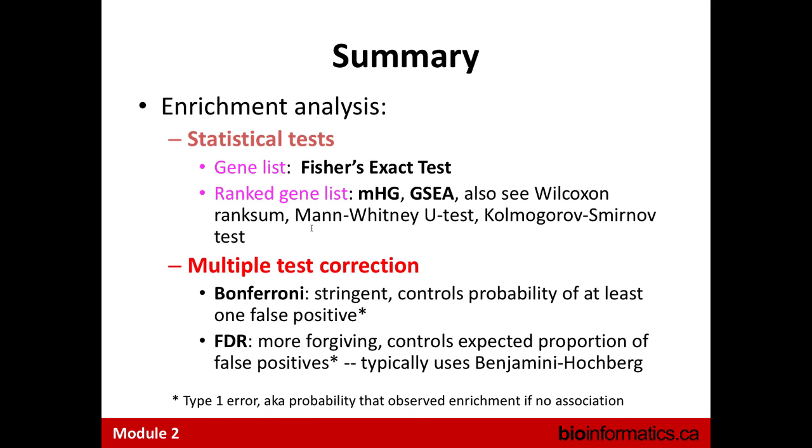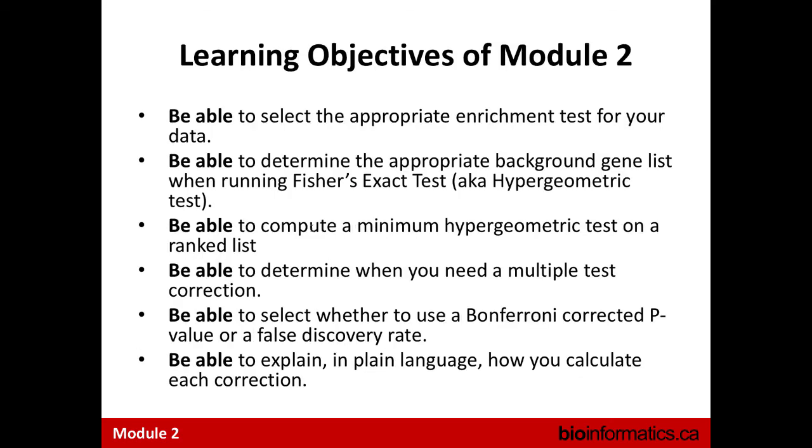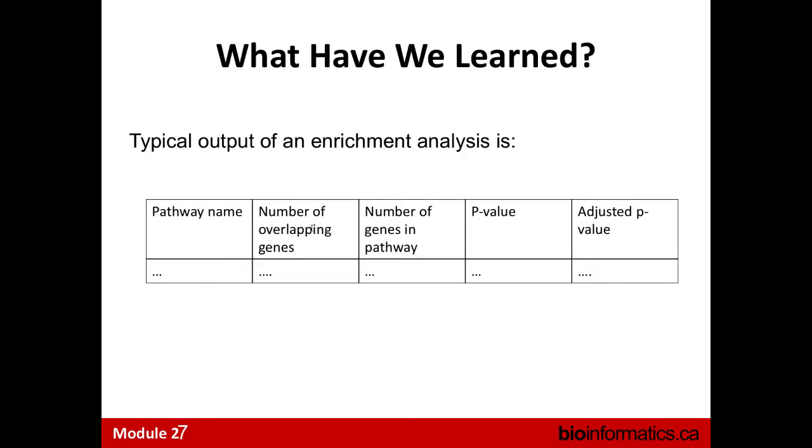Okay, so we did the Fisher's exact test, and then the ranked gene list, and the multiple test correction, the Bonferroni. So Bonferroni is very stringent. If you get results with the Bonferroni, you are confident to report this gene set. If nothing passed the Bonferroni, then you can try the FDR, which is usually what we do. And I think we did all the objectives of module 2.